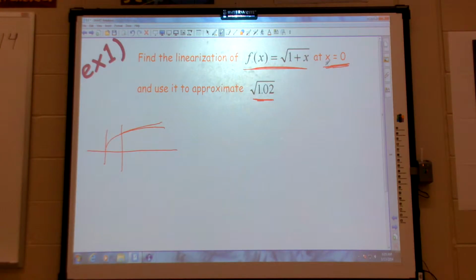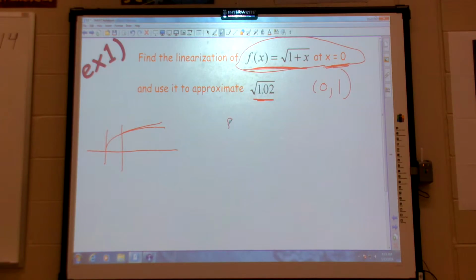So all I'm going to do is find a tangent line here. That's the first thing it says. When you're asked to find a linearization, you're finding a tangent line. So in order to do that, let's first find the point. That is the point 0, comma 1. Plug it in, right? I've got my x and y. Now to use the tangent line, what else do I need? I need the derivative, the slope, correct?